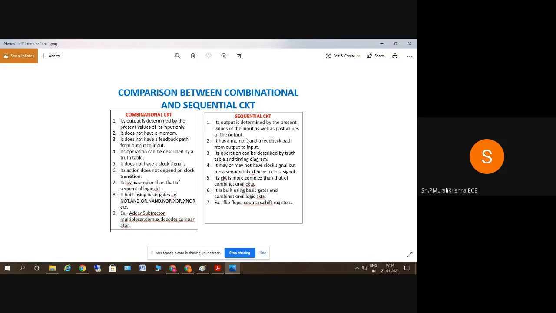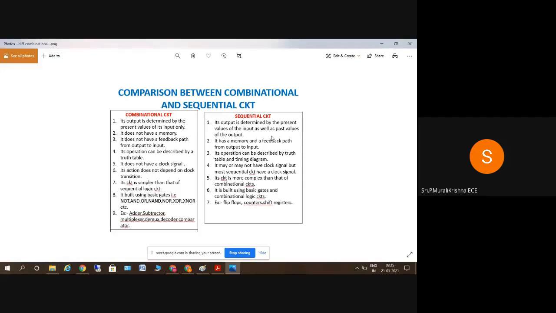And a feedback path is essential in the sequential circuit. How do we identify a combinational circuit and a sequential circuit? In a sequential circuit, we'll have a feedback path. What is the meaning of a feedback path? It is the passage from the output to the input. We'll have a path from output to the input in a sequential circuit, while we don't have such a path in combinational circuits.